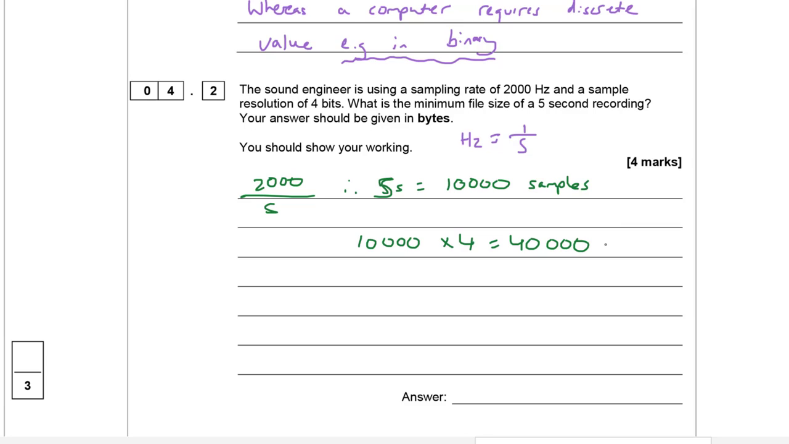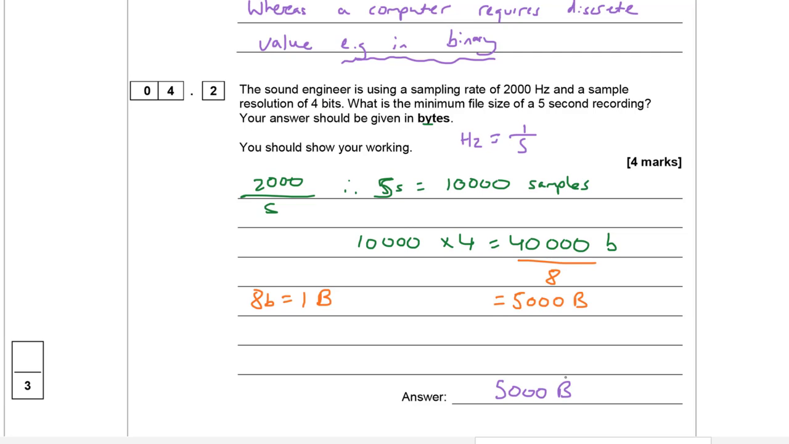That's in terms of bits, because resolutions are in terms of bits, but we have to give it in terms of bytes. Well, there are 8 bits in 1 byte. So we need to divide this by 8, which gives us 5,000. So 5,000 bytes is our answer here. And this is the minimum. We'll also have metadata as well, so this won't be the absolute size of this file, but it cannot be any smaller because of these conditions which have been enforced by the sound engineer.